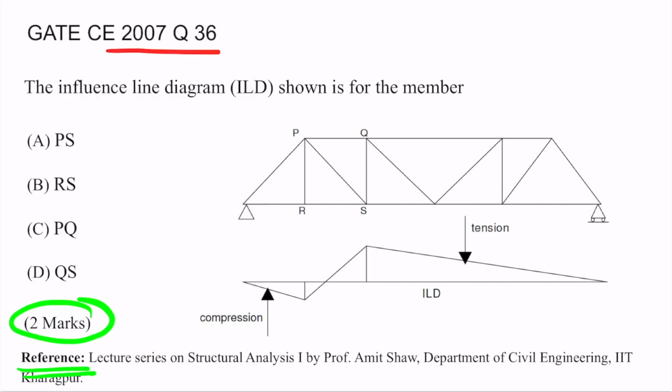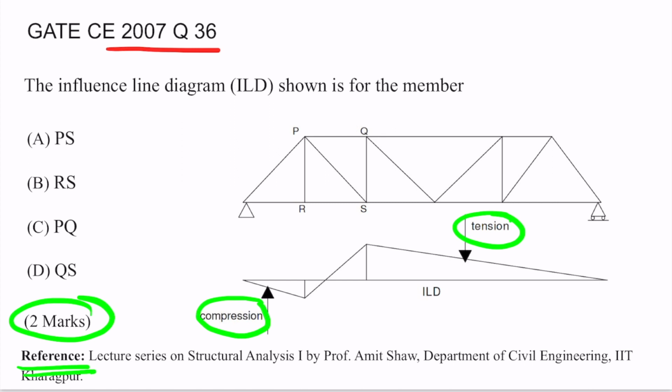Since the influence line diagram which is given to us is varying from compression to tension, therefore this cannot be the influence line diagram for any bottom chord member or top chord member. Therefore, out of these 4 options which are given to us, the member RS is a bottom chord member and member PQ is a top chord member. Therefore, these 2 options cannot be the answer. Now, 2 options are remaining, that is, this influence line diagram can be of member PS or it can be of member QS. So, let's start some calculations here.